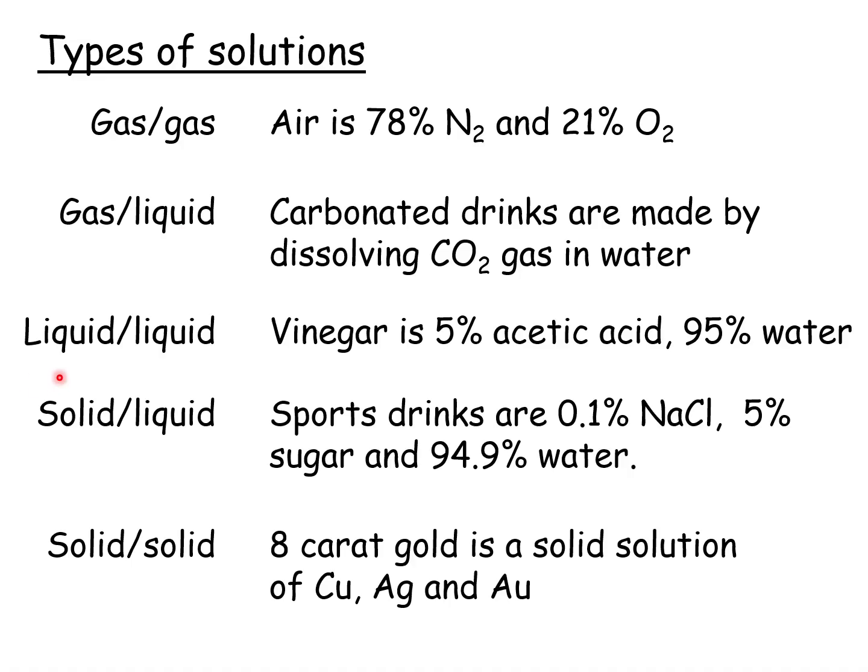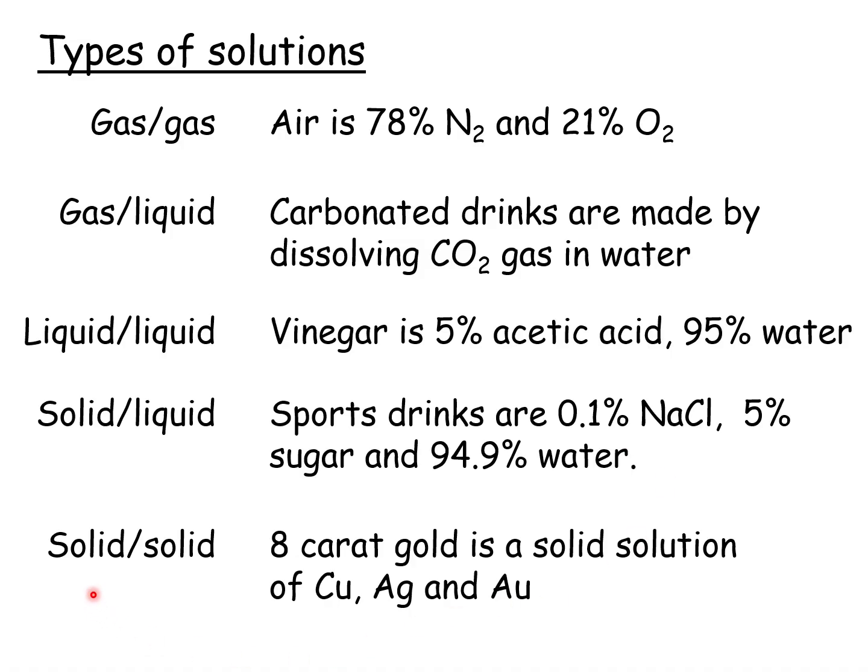An example of a liquid-liquid solution is vinegar. Vinegar is actually a fairly dilute solution of acetic acid. It's only 5% acetic acid and the rest of it is water. And then the most common type of solution is when you dissolve something in a liquid. So sports drinks are my example there. The ones that have sugar in them are typically 0.1% sodium chloride, 5% sugar, and 94.9% water. The 0.1% sodium chloride is the electrolytes that they're always talking about in the advertisements for the sports drinks.